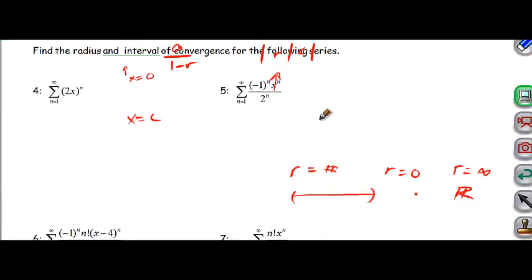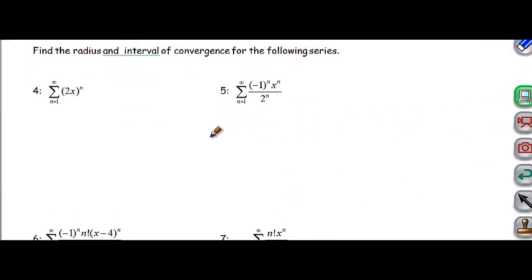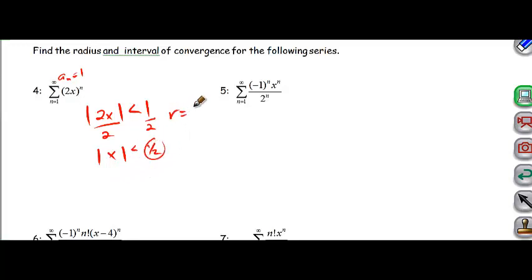So we want to find the radius and interval of convergence for the following series. First we have to recognize what it is. Our a sub n is basically 1, and then our r is 2x. So we need the absolute value of r, or of 2x, to be less than 1. If this is true, then it converges. So we basically have to solve this. We can just divide both sides by 2, so the absolute value of x has to be less than 1/2. So our radius of convergence is 1/2.